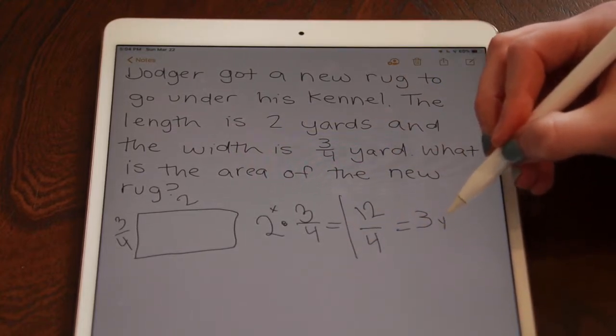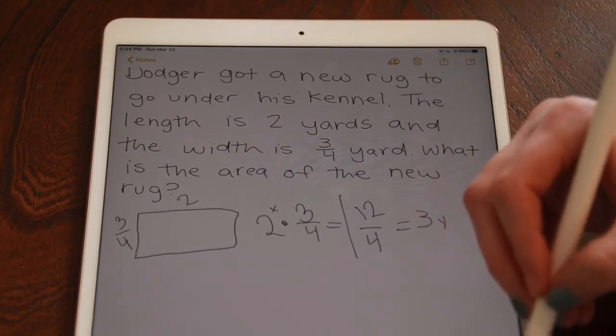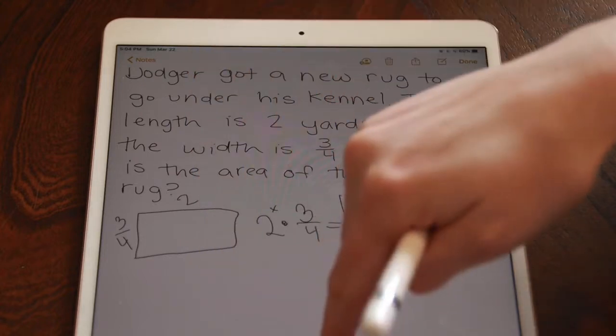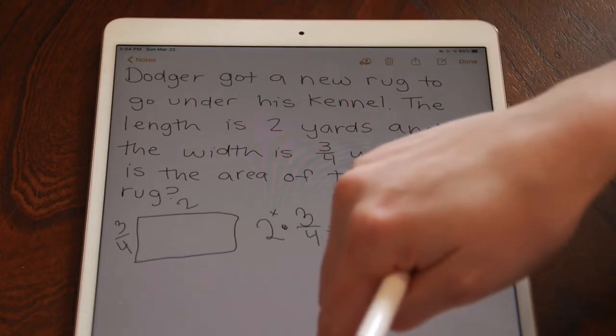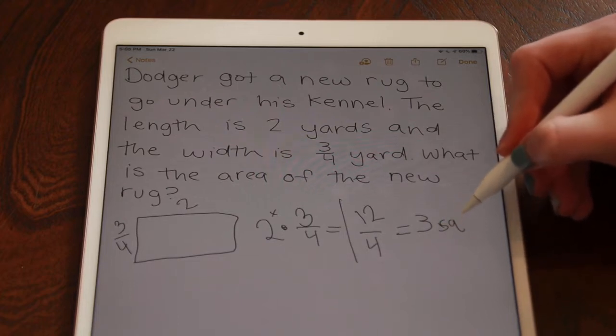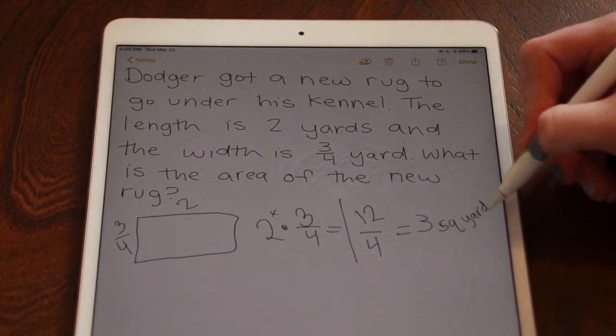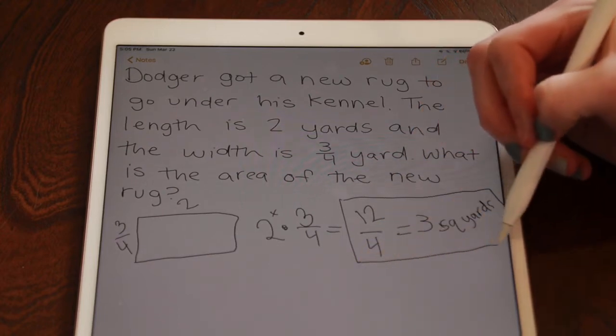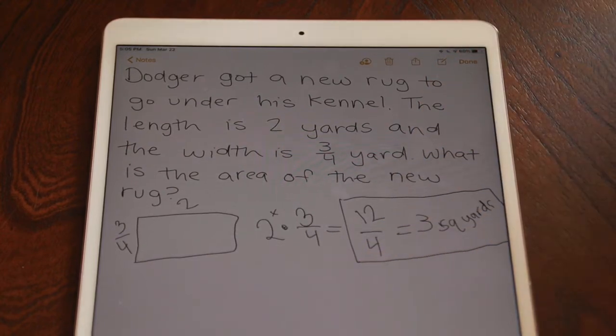So the answer would be, let me just get rid of that because I forgot something important that you guys all would have called me out on. It would be square yards. So your answer would be 12/4 or 3 square yards.